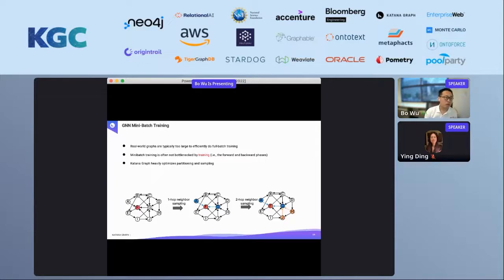We can either construct a so-called message flow graph based on the sampling results, or simply treat the sampled nodes and edges as a subgraph. We then leverage our communication and parallel computation engine to do distributed sampling like this, and construct sample subgraphs on each machine. We then perform data parallel training with a given GNN architecture.